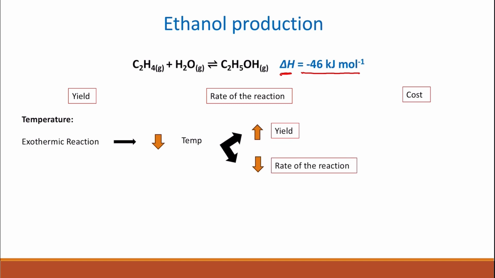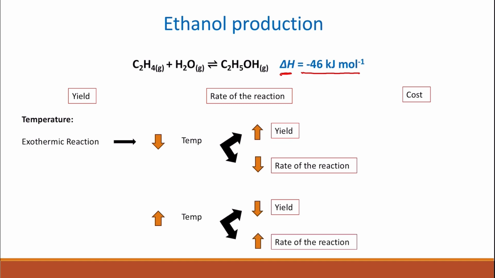But the rate of the reaction will decrease, meaning you will reach the equilibrium at a much slower rate because the temperature affects the rate of the reaction. But if you increase the temperature, you're going to decrease the yield because the reaction will be shifted toward the left, toward the endothermic reaction. So you're going to decrease the yield, but the rate of the reaction will increase, and also the overall cost because of the use of higher temperature.